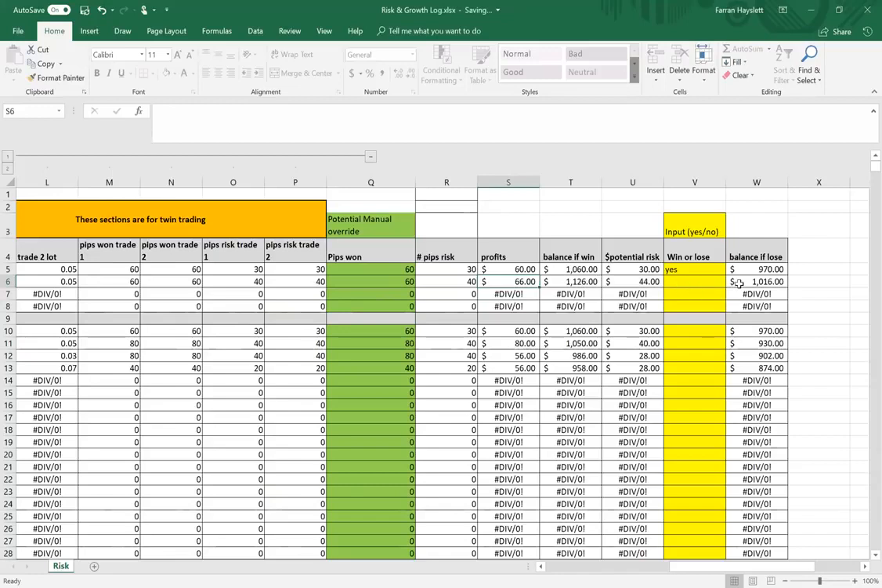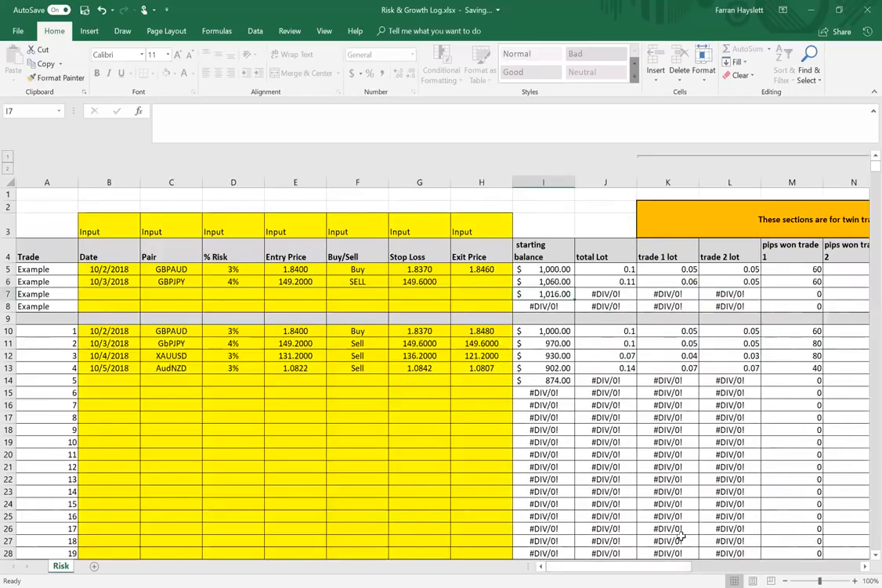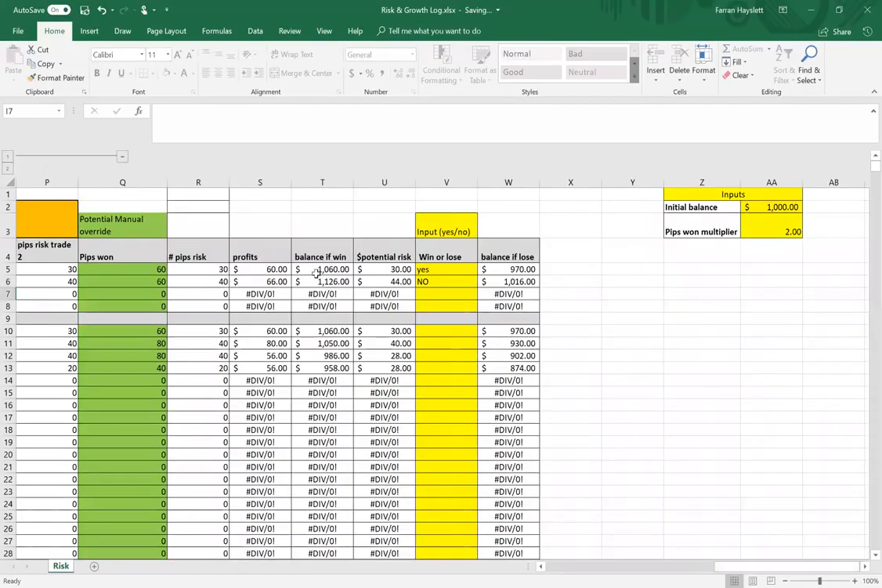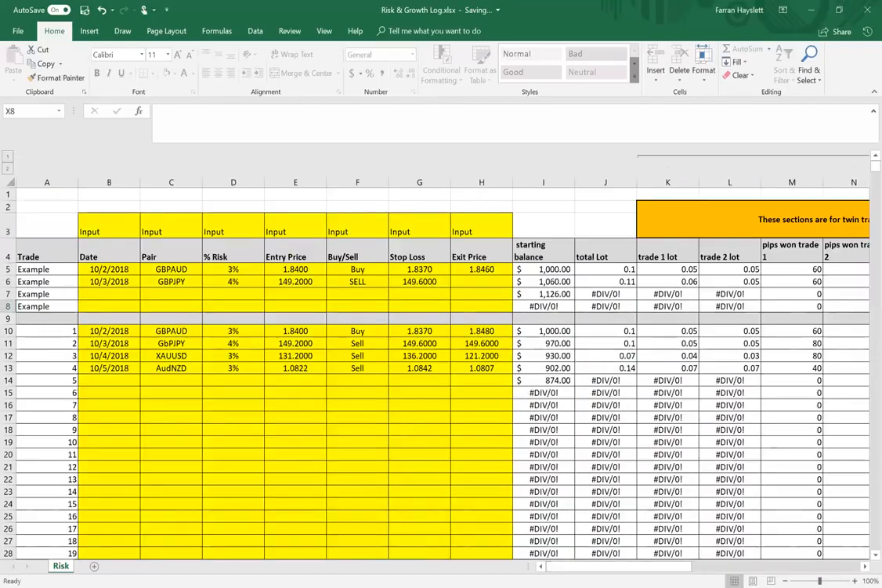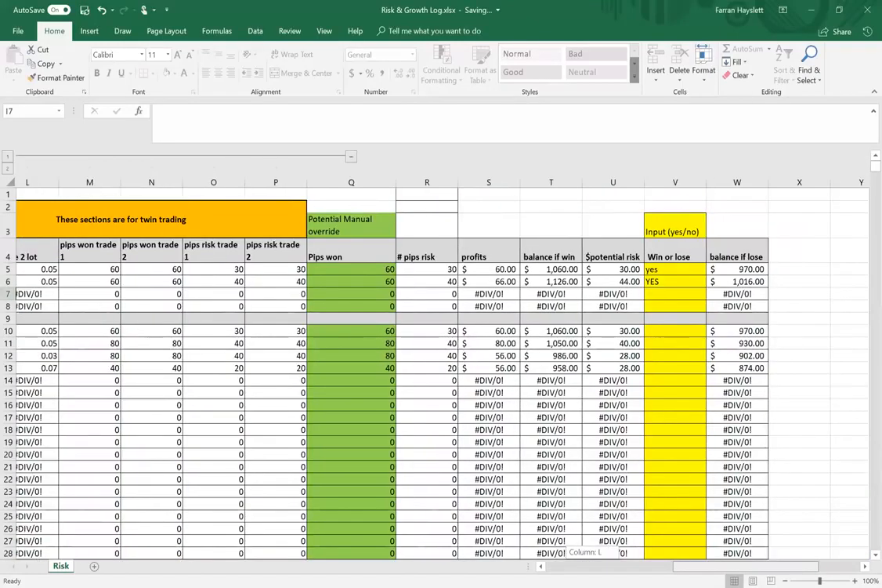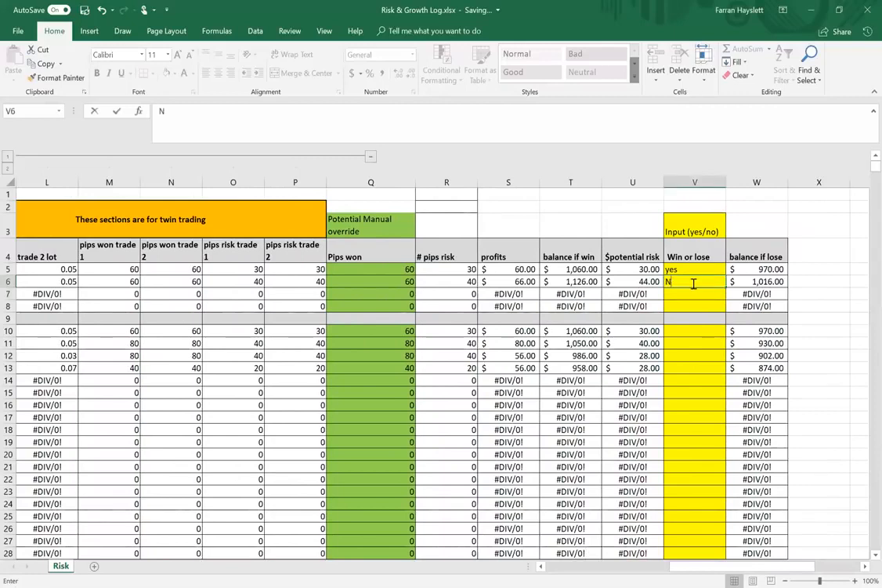So let's say for this particular trade, it hit our stop loss and we lost. So column V asks you whether you win or lose. I'm going to put a no there, right? So that means that my starting balance on the next line should be 1016. Well, let's go to the next line. Well, look, 1016, right? Let's say if I would have put yes there. Let's see how that changes that next line. Boom, 1126, right? So therefore, again, this is going to drive that number. So I'm going to put a no. We lost that trade, okay?